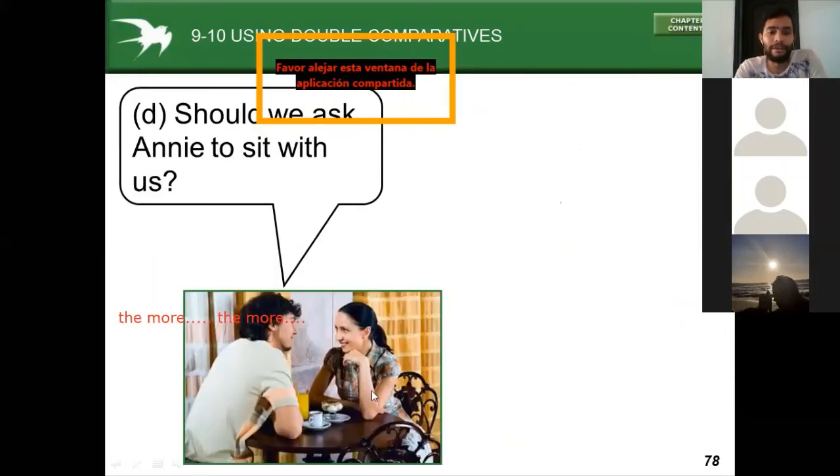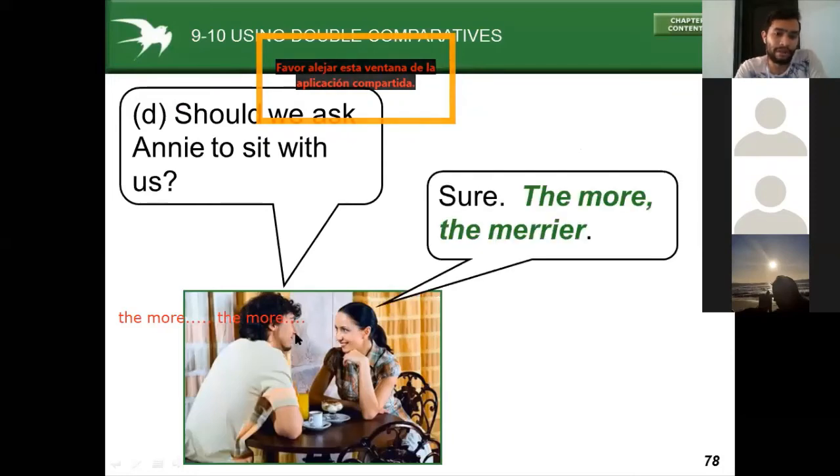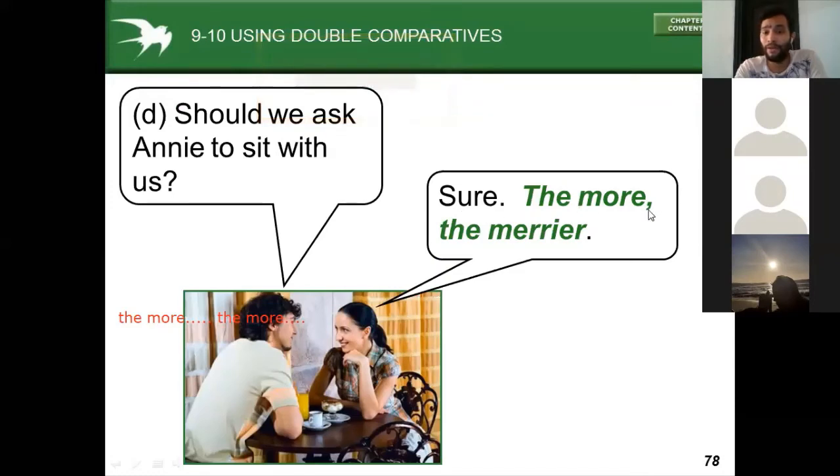So take a look here. They are talking. They seem to be at a restaurant. They seem to be talking very romantically to each other. And she asks, why, should we ask Annie to sit with us? Sure. The more, the merrier.